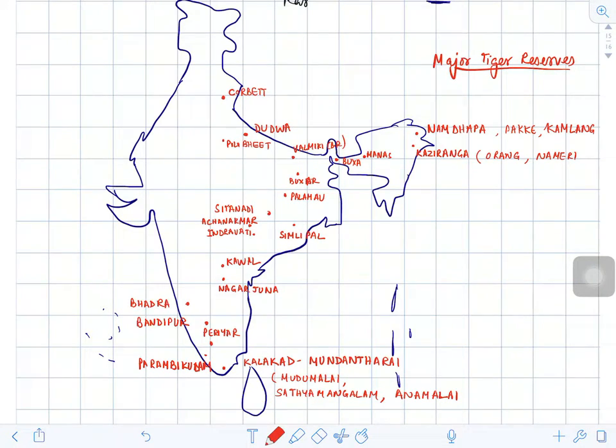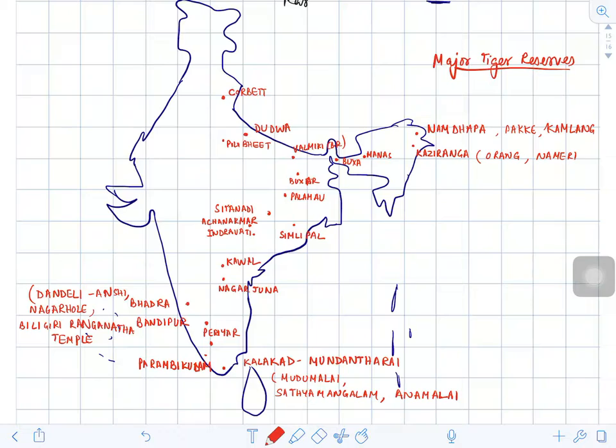Other such locations, I'm writing on the side, are Dandeli Anshi. Then we have Nagarhole. Then we have Biligiri Ranganatha Temple. And yeah, that's it.